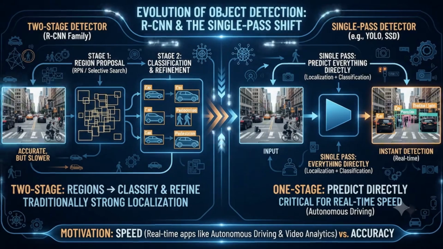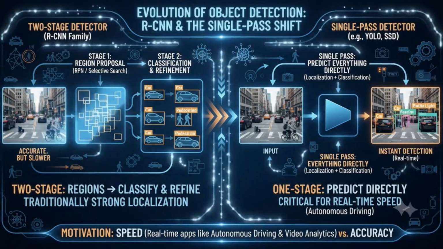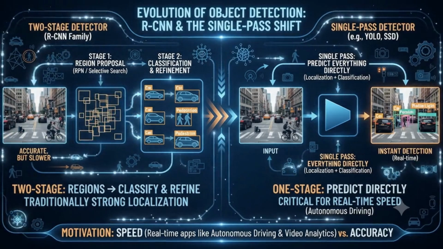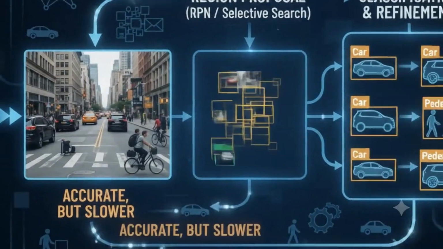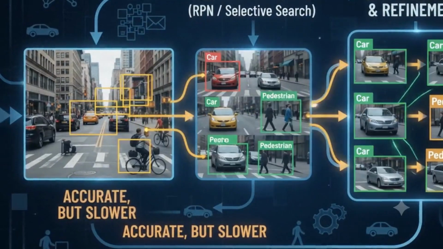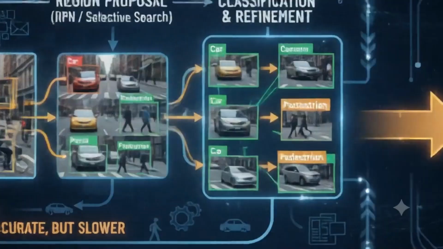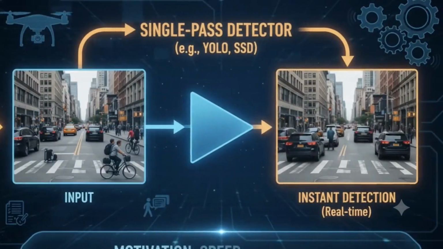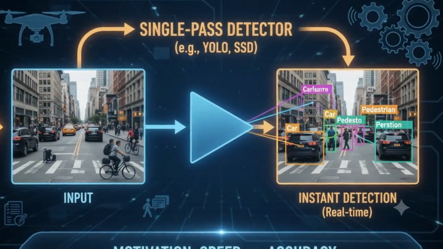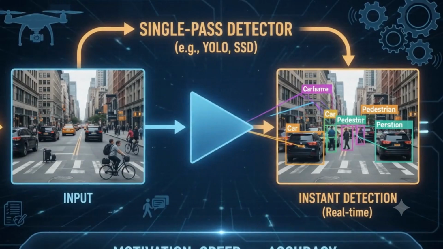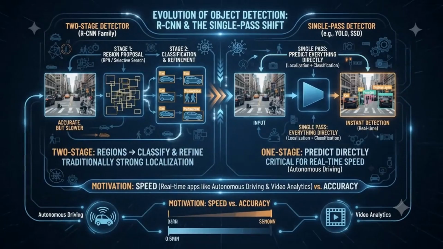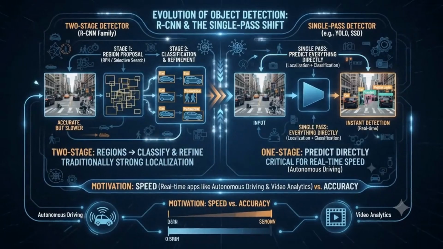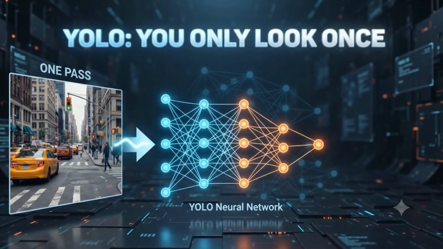The RCNN family belongs to a broader category known as two-stage detectors. In the first stage, the model generates candidate object regions. In the second stage, it classifies those regions and refines their bounding boxes. In real-time applications such as autonomous driving and video analytics, speed is very important. This motivates a different approach. Rather than finding regions first and classifying them second, can one neural network predict everything directly in a single pass? This is the central idea behind YOLO.